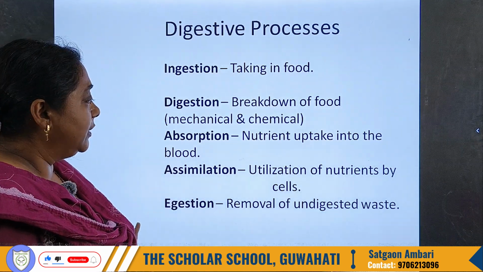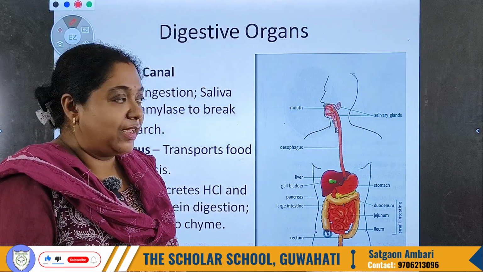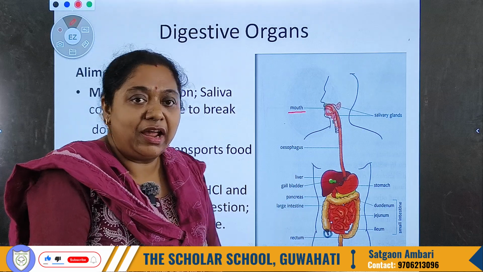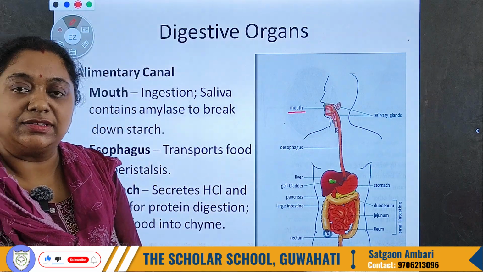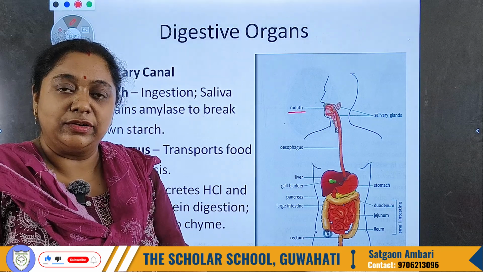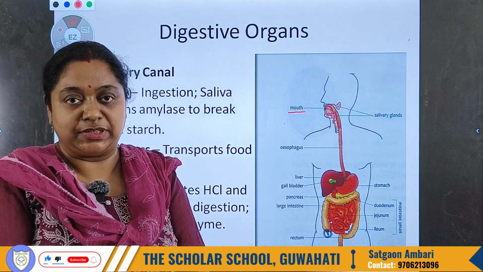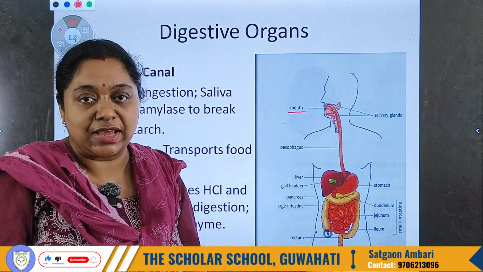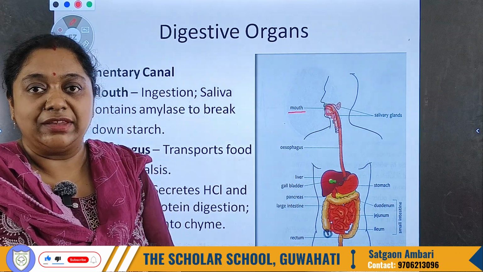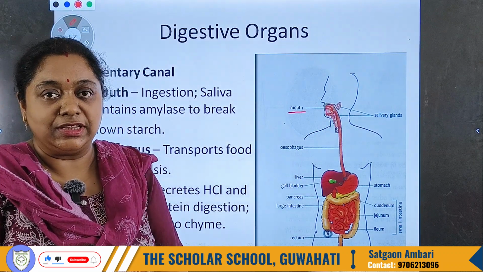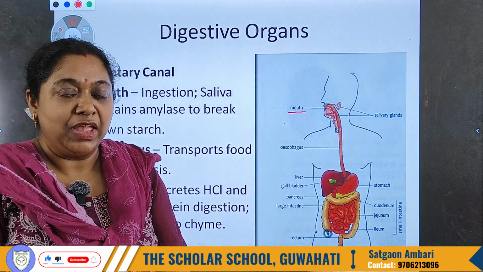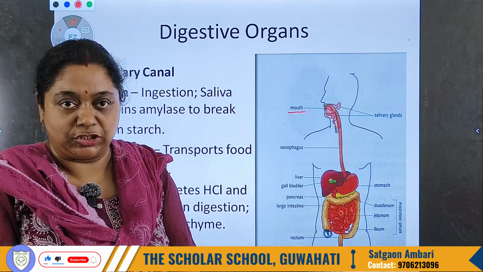So let's have a look at the diagram. The process of digestion takes place in the mouth first. Here in our mouth there are some glands. These glands are called salivary glands. There are a total of 3 salivary glands present in our mouth. The salivary glands produce an enzyme called salivary amylase, which is present in the saliva, which is a liquid inside the mouth. The saliva has different functions.